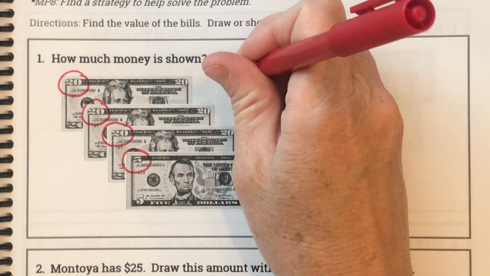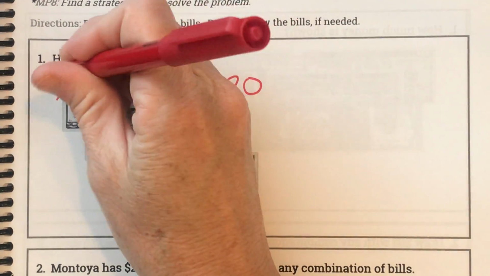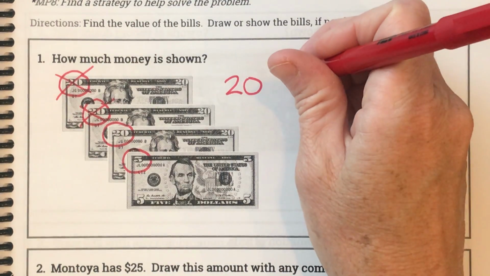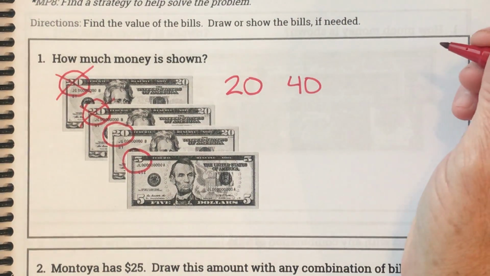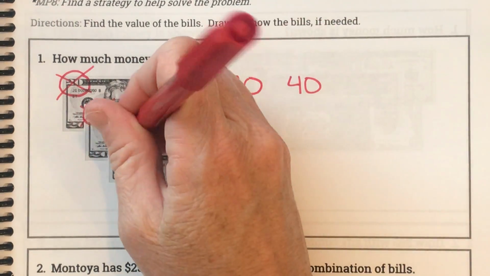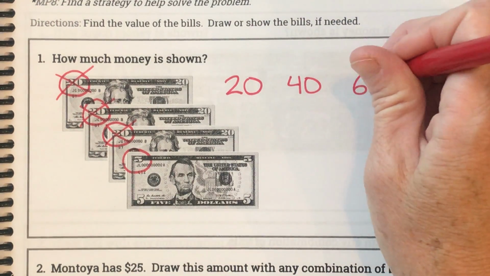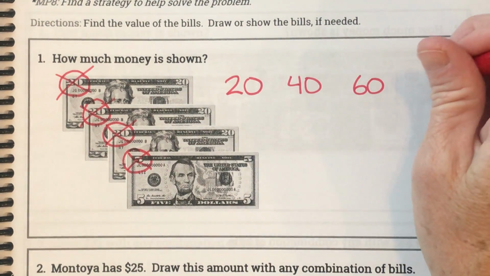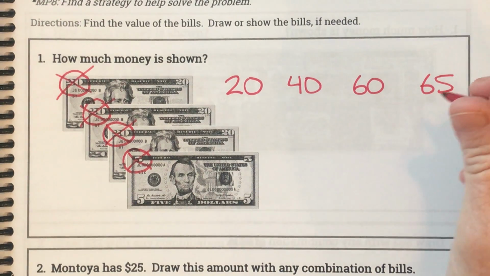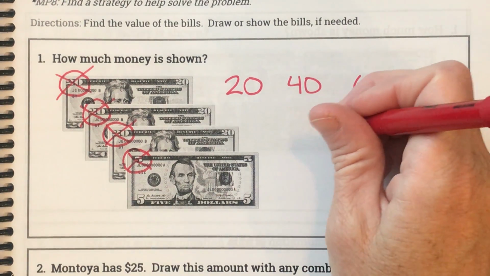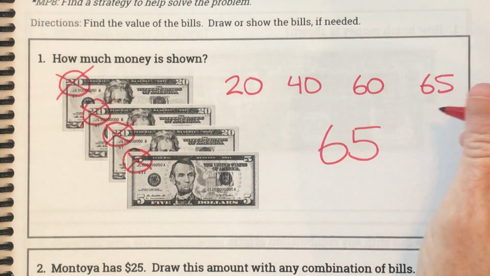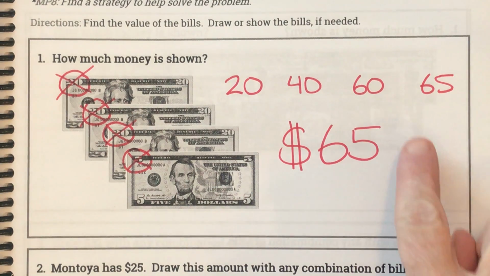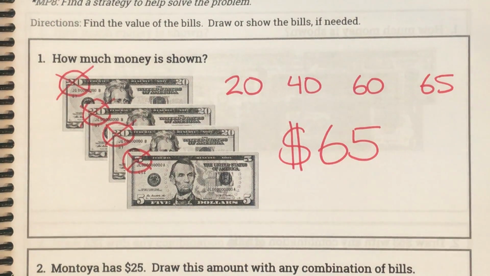So if I have one 20, that gives me $20. If I add another 20 to it, how much do I now have? 20 and skip count would give me 40. If I add another 20 to it, do I have 60? And I have no more 20s, so now I'll go to my 5, and that would give me 65. So I have $65. Now, when we do dollars, we put the sign in the front. When we did cents, we put it behind it, but it's $65.